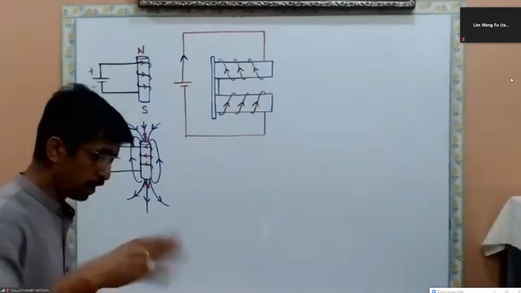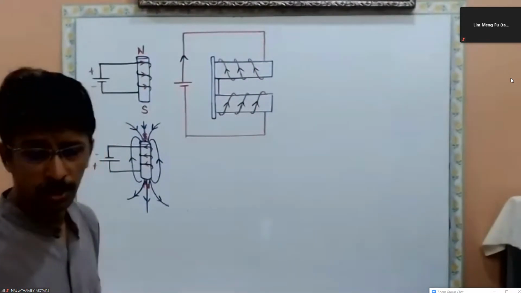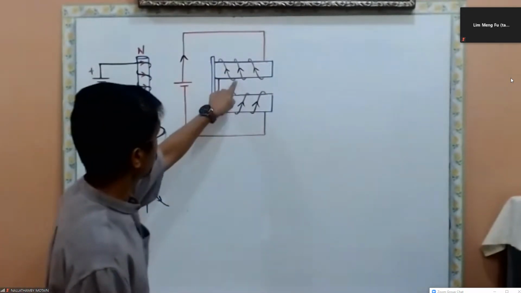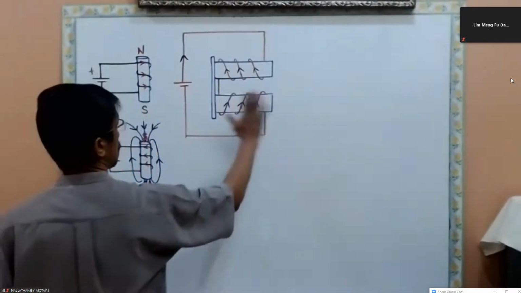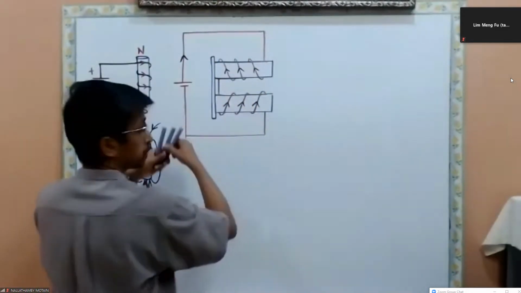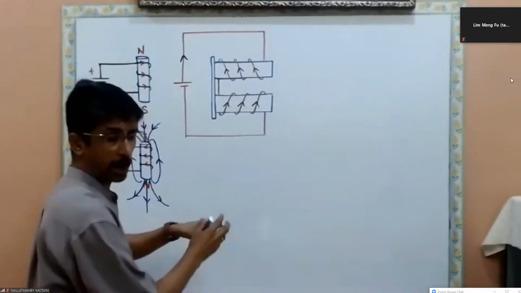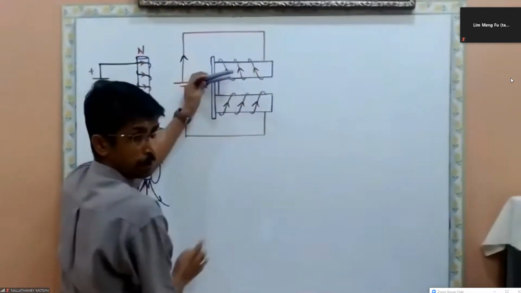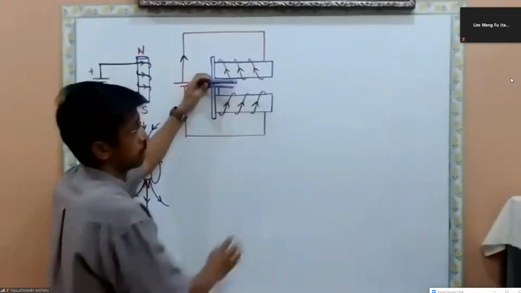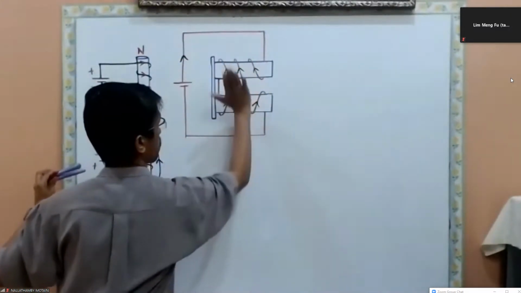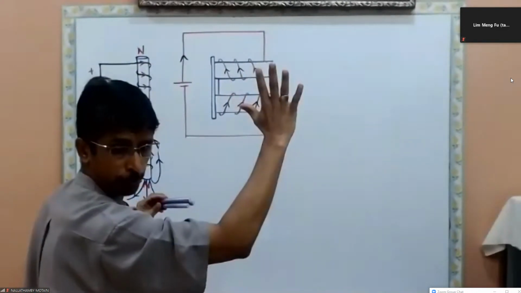So now we identify the poles. Which side is north pole and which side is south pole? Let's check. Here current is flowing upward. We check the first soft iron core. Current is flowing where? Can you see it now? Over here, current is flowing upward. Please use the right hand grip rule.